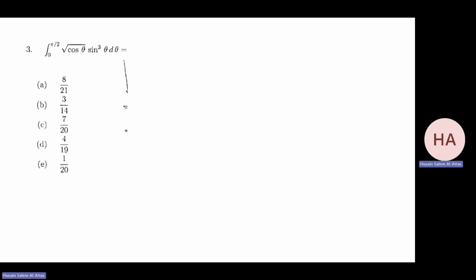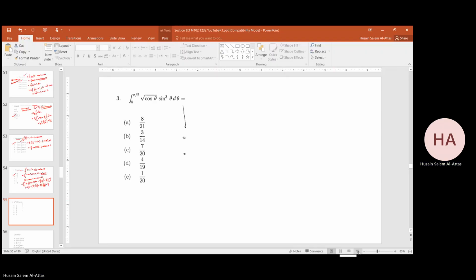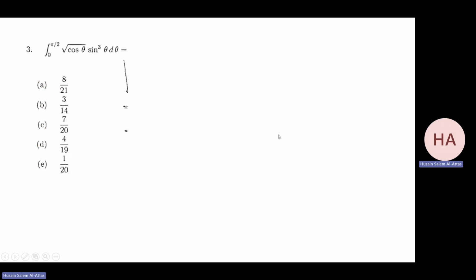The square root of cosine theta, sine cubed. Let me do this one, then I will stop. I have sine is odd. That's it. This is what I need. Integral from 0 to pi over 3 of square root of cosine theta. Then I have this one. I make it sine square times sine theta d theta. So this will be my du.